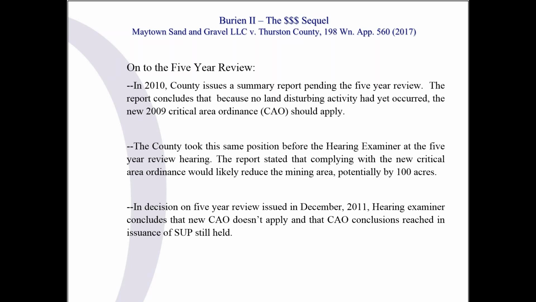So the county takes this memo, takes that position before the hearing examiner at the 5-year review, and the report essentially was saying that complying with the new critical areas ordinance could result in a loss of mining area of up to 100 acres. The hearing examiner concludes that the new critical areas ordinance doesn't apply. There's no reason to change the conclusions of the critical areas review that was done when the SUP was first approved, and everything was fine. They could just still move ahead.